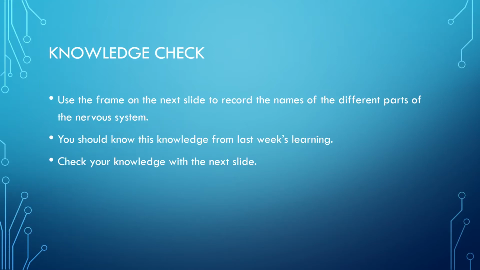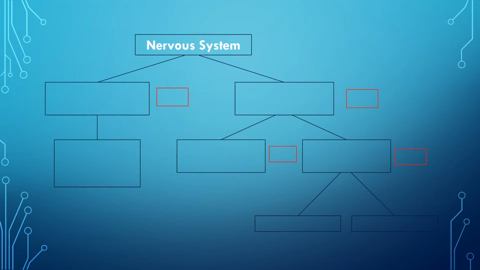What I want to start off with is a knowledge check. So on the next slide, I've given you the skeleton of the diagram that we use to describe the nervous system. What I'd like you to do is either print that out or copy it, and make sure in each of those boxes you can put the correct names of those parts of the nervous system. I'm going to pause at this point to give you the chance to do that. And then on the next slide, we're going to check that you've got it correct.